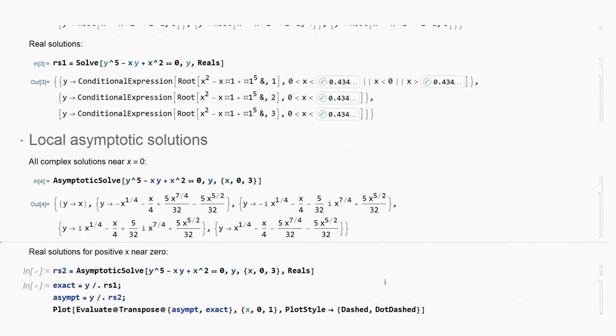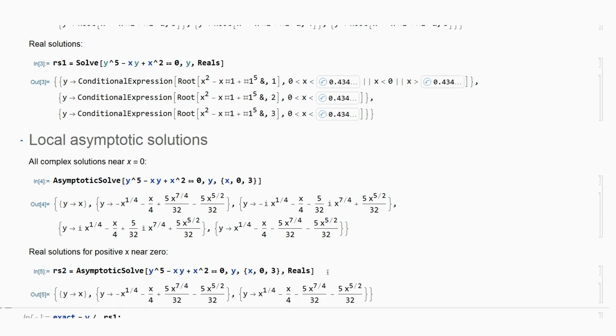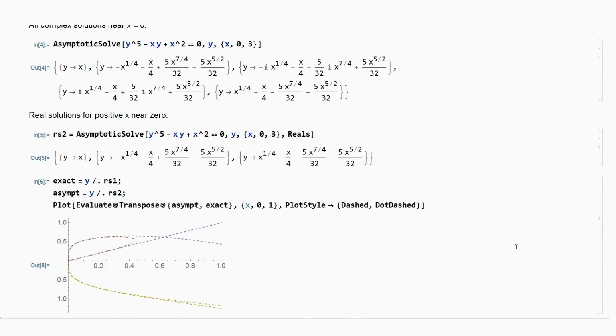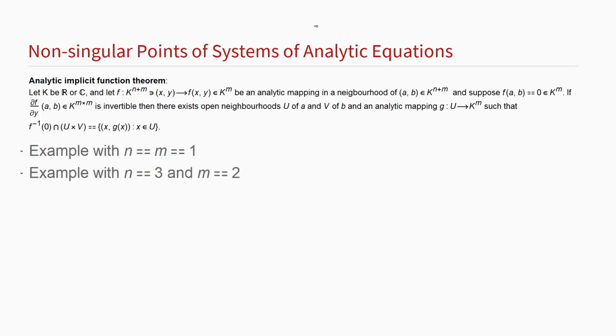And we can also ask for solutions that are real. We have to specify that they are real for positive x near 0. For negative x, we would have to use the Direction option. So we have three solutions, and we can check that the asymptotic solutions approximate algebraic solutions near 0 for positive values.